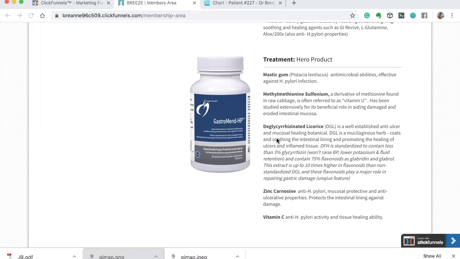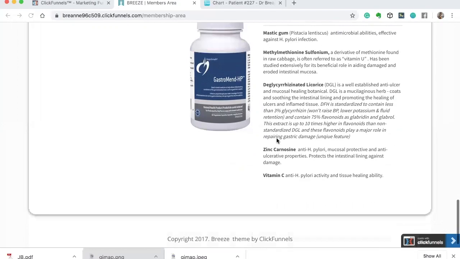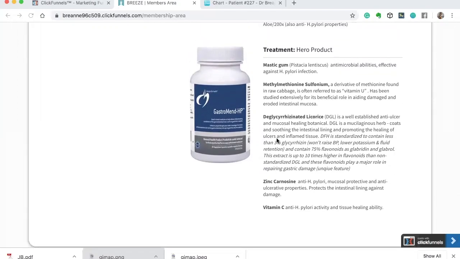Zinc carnosine as well, anti-H. pylori, protects the mucosa, anti-ulcerative properties, protects the lining against damage, and then of course there's a little bit of vitamin C in there to help with tissue healing ability. The other one to consider, of course, is the aloe as well on top of this. Gastromend and aloe would be a great combination for someone with H. pylori with clinical signs and symptoms.